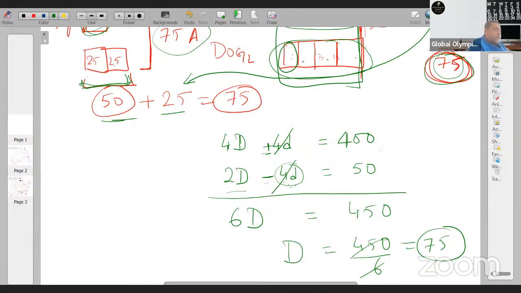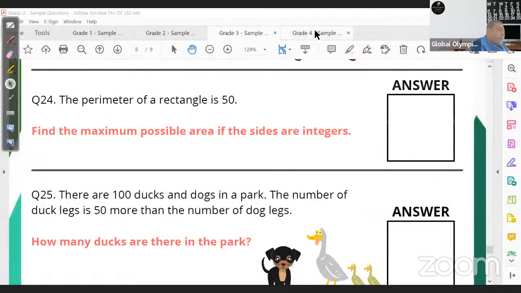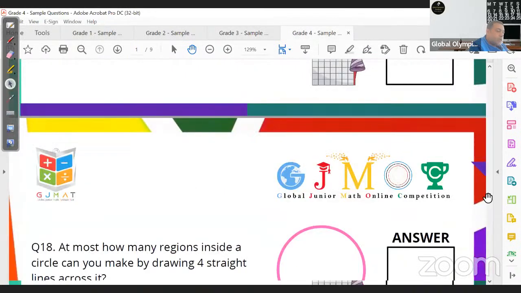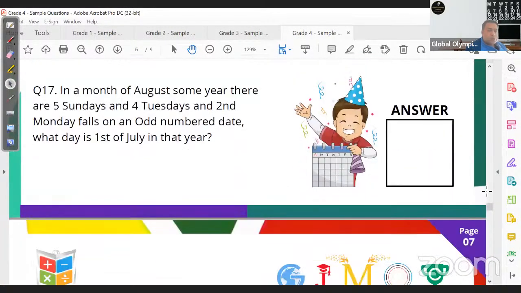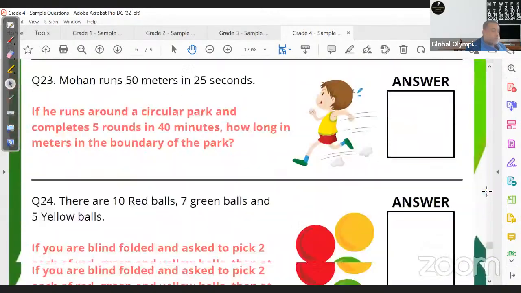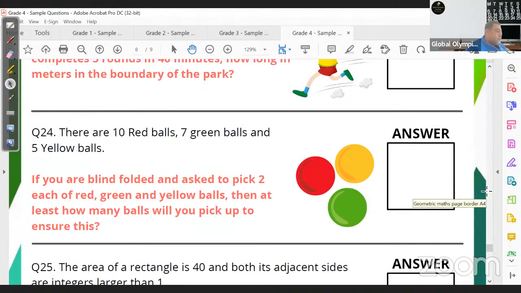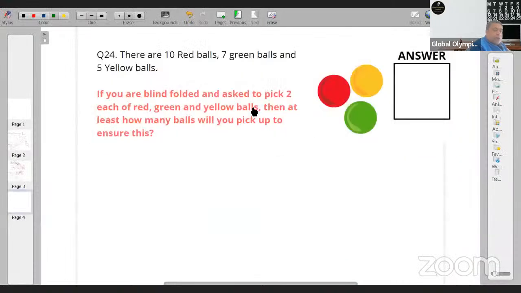Okay, so did we get this? Okay, so now let's go to grade 4 paper. The last two questions. Tejas, are you there? All right. There are 10 red balls, 7 green balls, and 5 yellow balls. If you are blindfolded and asked to pick 2 each of red, green, and yellow balls, then at least how many balls will you pick up to ensure this?